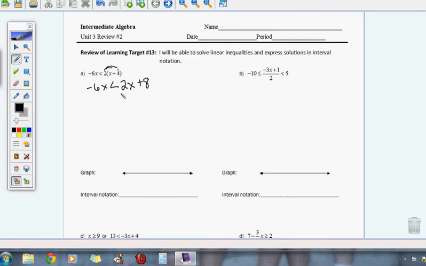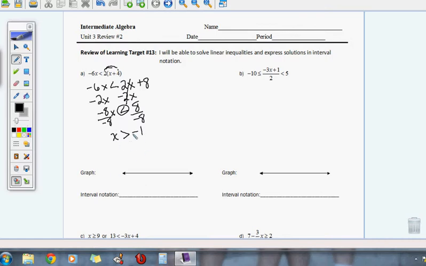Now I want to get the x's to one side. There's a couple ways you can do this, but I'm going to subtract 2x from both sides. So that means I actually have a negative 8x, which is less than 8. And I'm going to divide both sides here by negative 8. And now I need to remember, since I'm doing that, I'm going to have to flip this sign. So that becomes x is greater than negative 1.